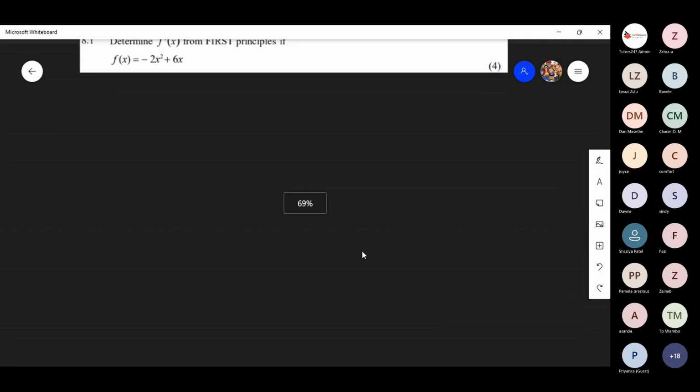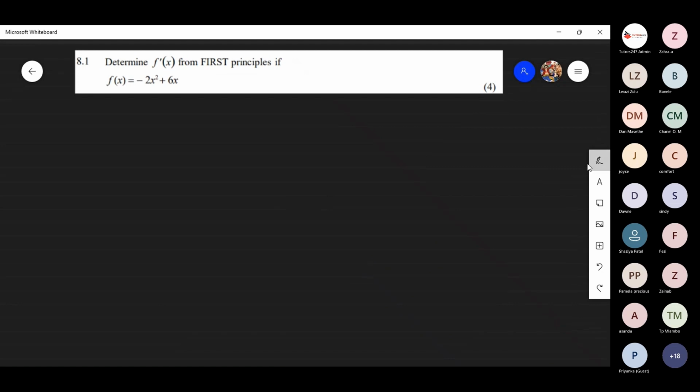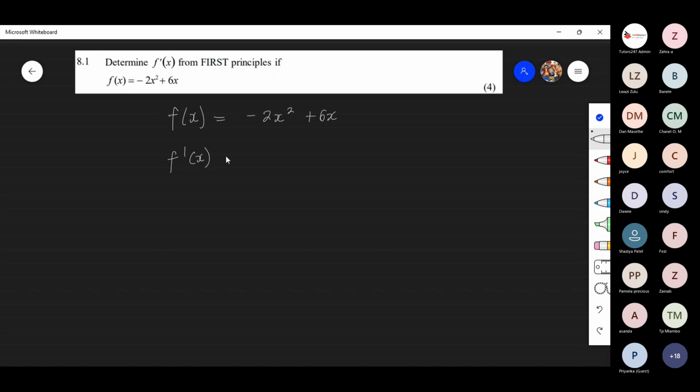Okay, so let us proceed to the next question. So our next question, 8.1, we need to find f prime of x using first principles. So we have f of x equals negative 2x squared plus 6x. We know our formula is f prime of x equals the limit as h approaches 0 of f of x plus h minus f of x all over h.